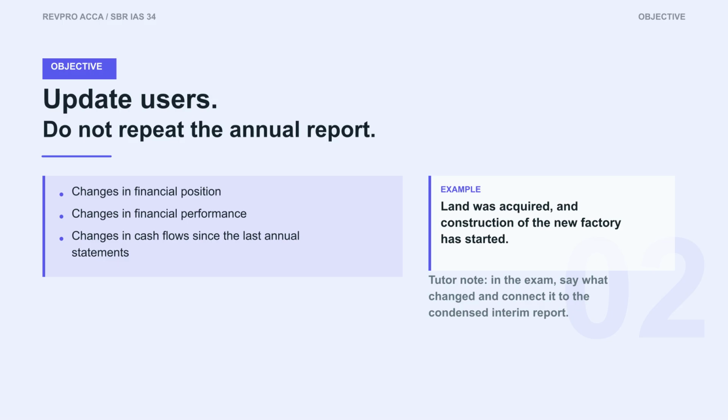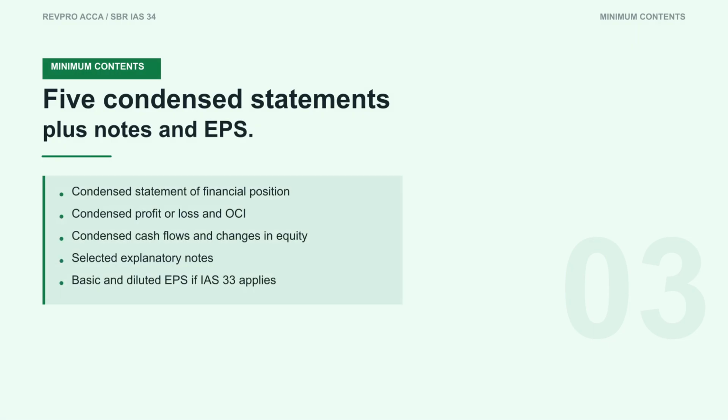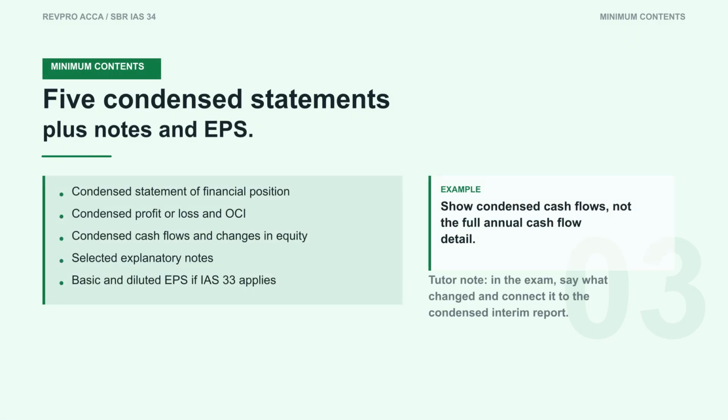That is the update. Minimum contents are 5 condensed statements and notes. Statement of financial position, profit or loss, and OCI, cash flows, changes in equity, plus selected explanatory notes. If IAS 33 applies, include basic and diluted earnings per share. And if the report complies with IAS 34, disclose that fact. For example, show condensed cash flows, not the full annual cash flow detail.